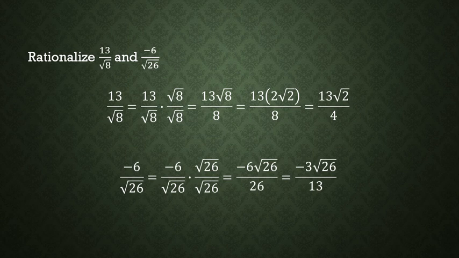So this is how we rationalize the denominator when we have square roots popping up in there. This concludes our video on irrational numbers. In the next video, we are going to take a look at a larger set, the set of all real numbers.